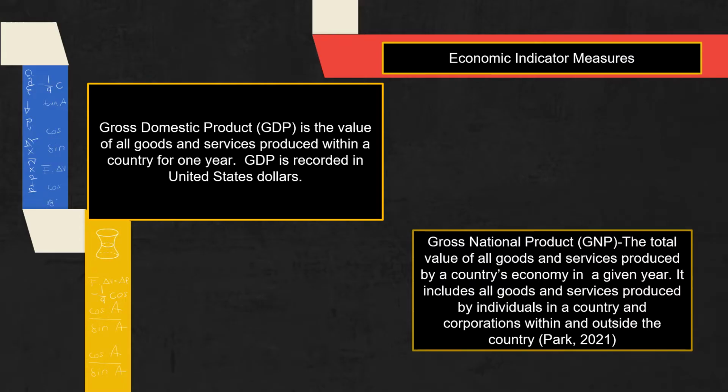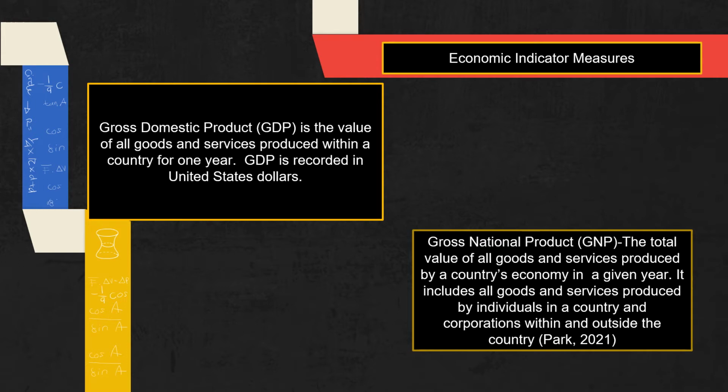The gross domestic product is the value of all goods and services produced within a country for a given year. GDP is recorded in US dollars. Richer countries and more developed countries like USA and Germany have a higher GDP than developing countries like Barbados, Jamaica, and Haiti.